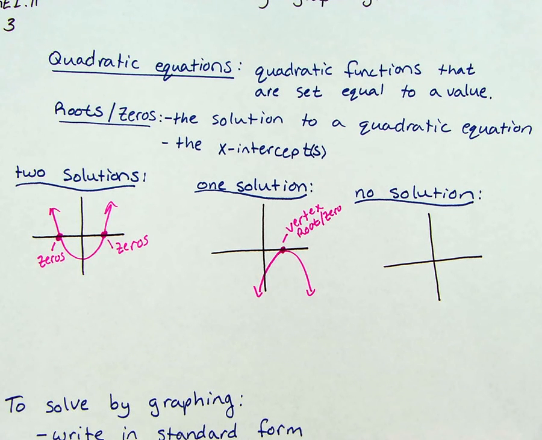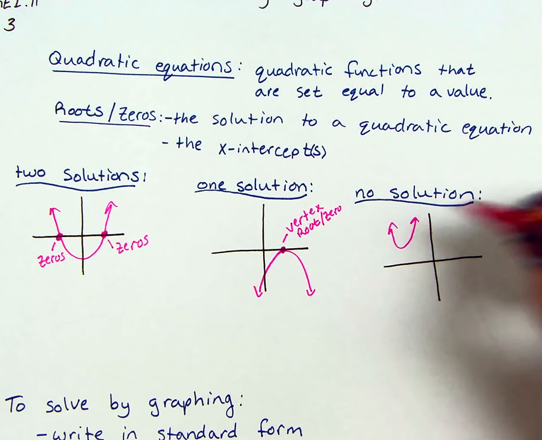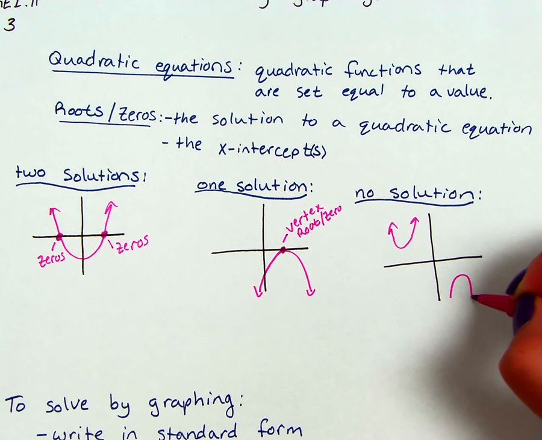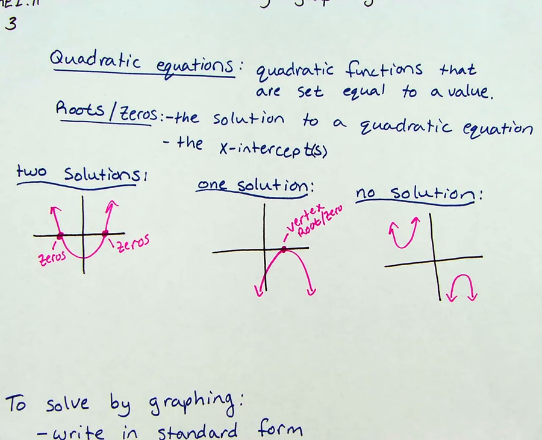And then if we have no solution, that means that our U-shape doesn't intersect at all. It could be sitting above the axis if it's opening up, or it could also be below it. But it cannot intersect the x-axis if there is no solution. So again, when we start solving these, we are either finding one solution, two solutions, or no solution.